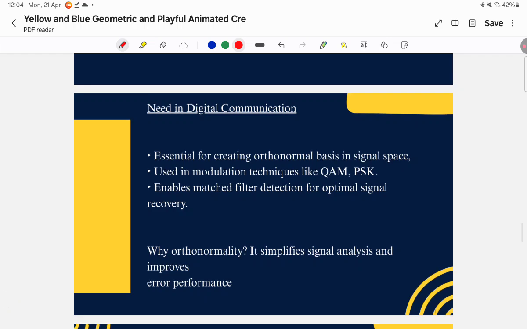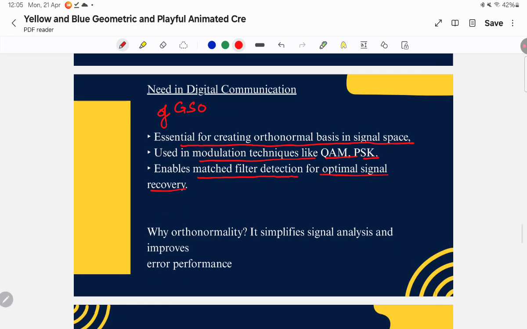Next, what is the need of Gram-Schmidt orthogonalization, GSO, in digital communication? As you know, it creates an orthonormal basis in signal space, so it is easy to use in modulation techniques like QAM and PSK. It also helps to enable matched filter detection for optimal signal recovery. Means whenever we want to recover the signals at the receiver, we can use this process of orthogonalization.